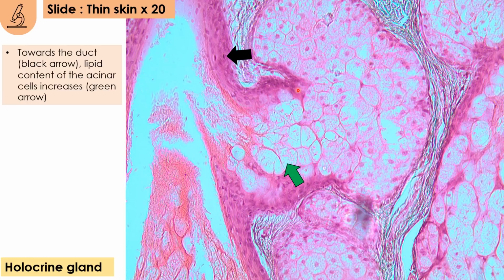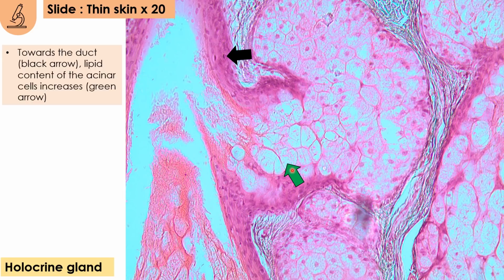If you look at the cells towards the duct, the lipid content, if you see the cytoplasm, you can see granules, something like dots there, the vacuoles inside. That contains the secretion of the sebaceous gland, the sebum. But towards the duct, you can see it increase in numbers, and the cells become distended, larger. Compare with these cells, this cell is smaller compared with this one. So towards the duct it becomes distended.